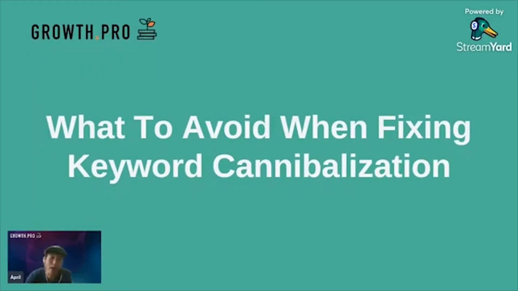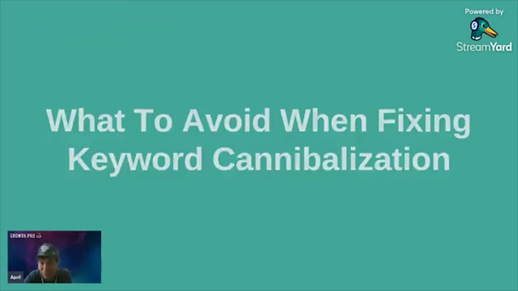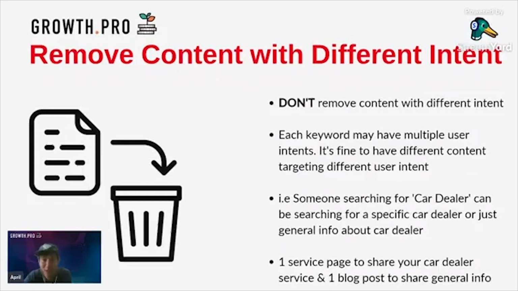However, when you are looking at fixing your keyword cannibalization, you must absolutely avoid these issues. So what are these issues? First thing first, do not remove content that is targeting different user intent. So very early on, I mentioned keyword cannibalization only happens if you are targeting the same keyword and the same user intent. However, if you have multiple different content targeting the same keyword but focusing on different intent, you do not want to consolidate them.